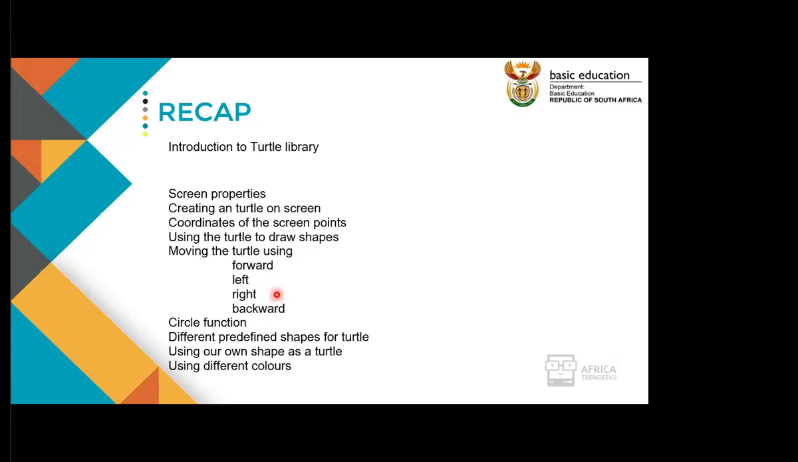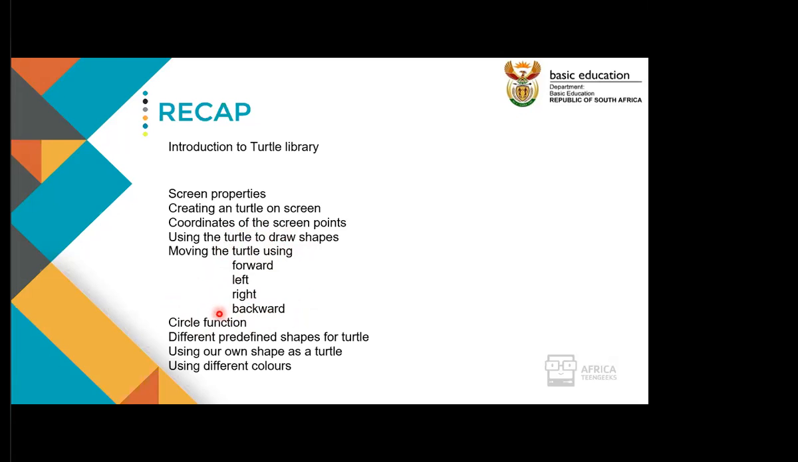Then finally, we don't only have to draw objects using forward, left, back, and right. We could use the circle function to make different polygons. So remember, the circle function doesn't only make circles. If we cut it down to how many sides we want, we can actually make triangles and so on.